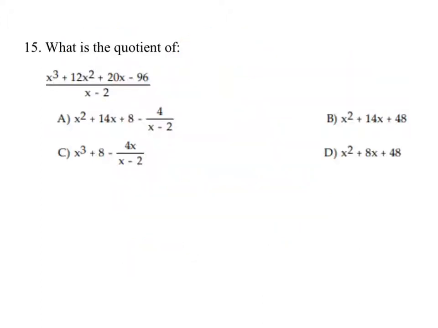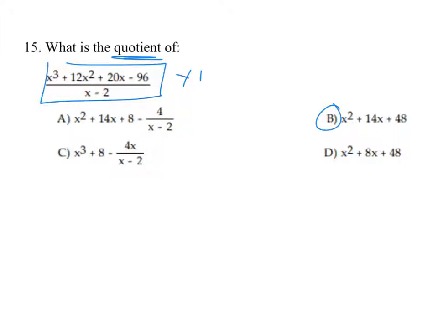The next question says, what is the quotient of? Now, because this is a quotient and it's multiple choice, what you could do is plug this whole thing into y1, and then plug each choice into y2, and then look at your table and see which one matches. If you do that, you find out that this guy matches. Now, if you want to do it the long way, what you can do is synthetic division. And the reason why is because this is a linear binomial.